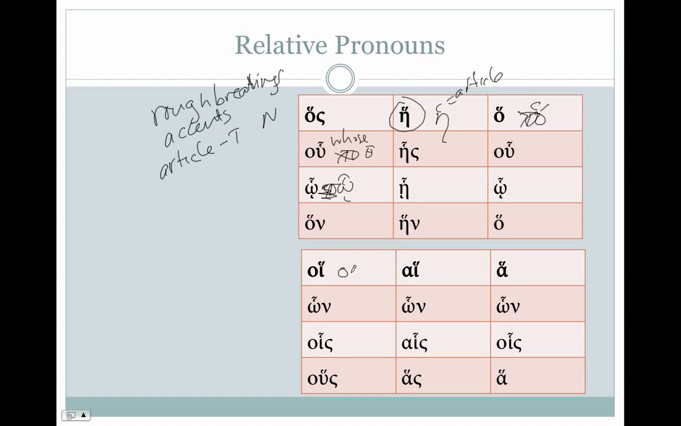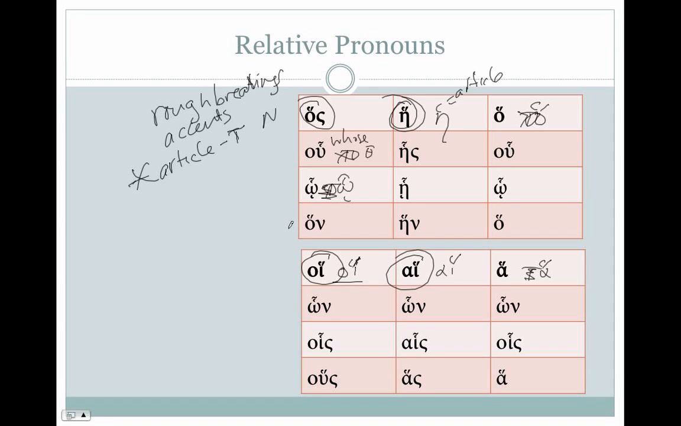Right, so here we're just accenting the article. So hoi becomes hoi. Hai, the article becomes hai. And ha from ta without the tau. Hōn, hōn, hōn. Hois, hais, hois. Hous, has, ha. Right, so remember this rule. It's the article minus the tau, except for the nominative masculine and feminine, singular, and plural.